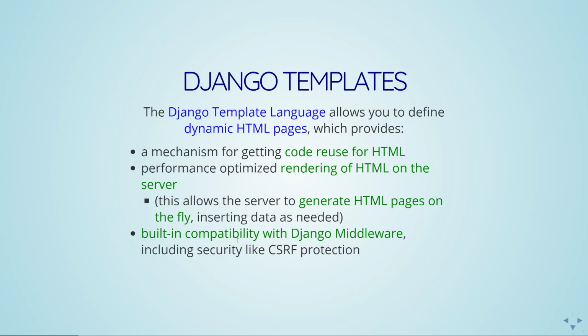Using Django templates is also going to give us a bunch of built-in compatibility with different Django middleware, including some security like CSRF protection, which I'll show you how to use today. CSRF is a certain type of attack, a certain type of exploit that has to do with HTML forms. Basically, a hacker can pretend you're sending a request from a form that you're not really sending it from, and Django is going to generate these tokens that basically let it know that this request is coming from the proper form.